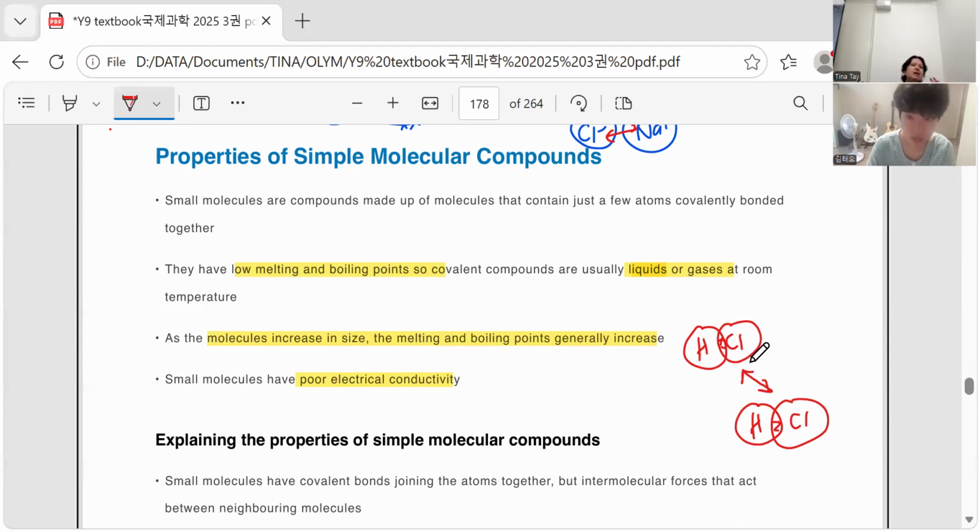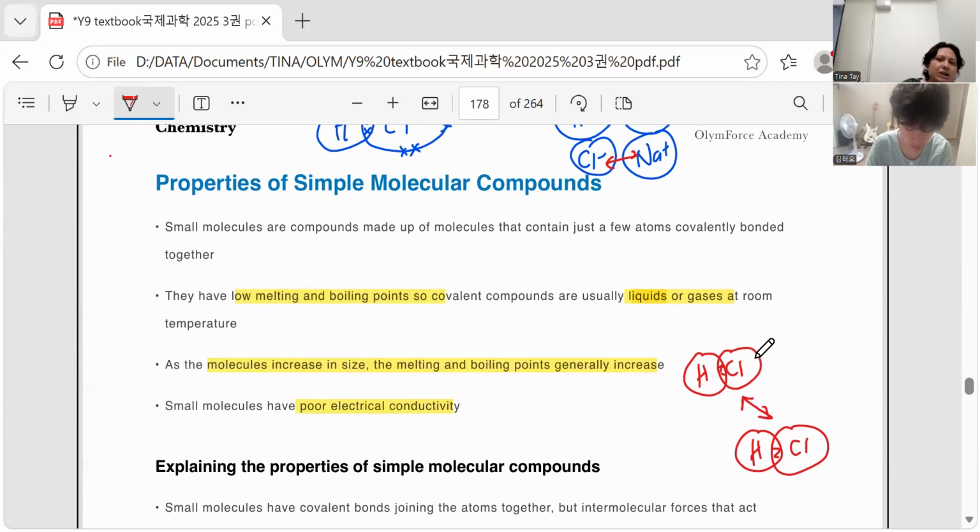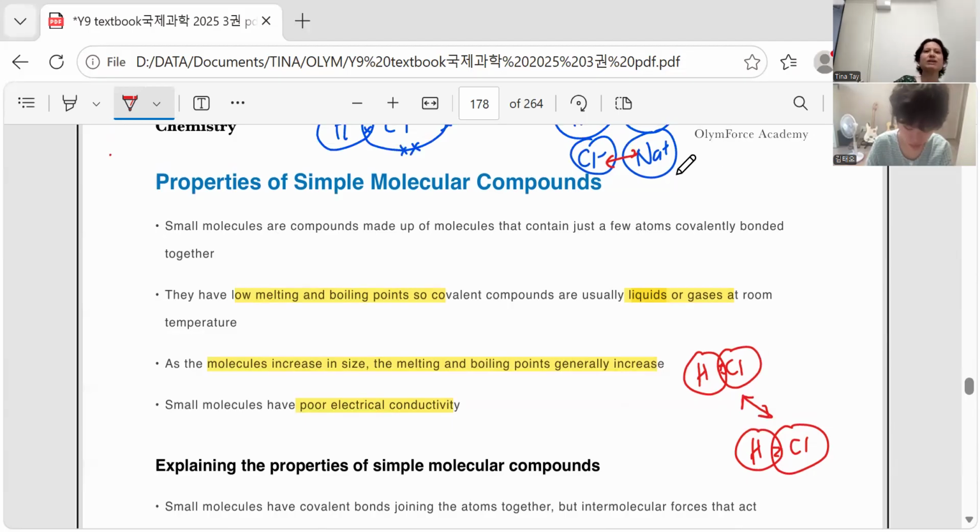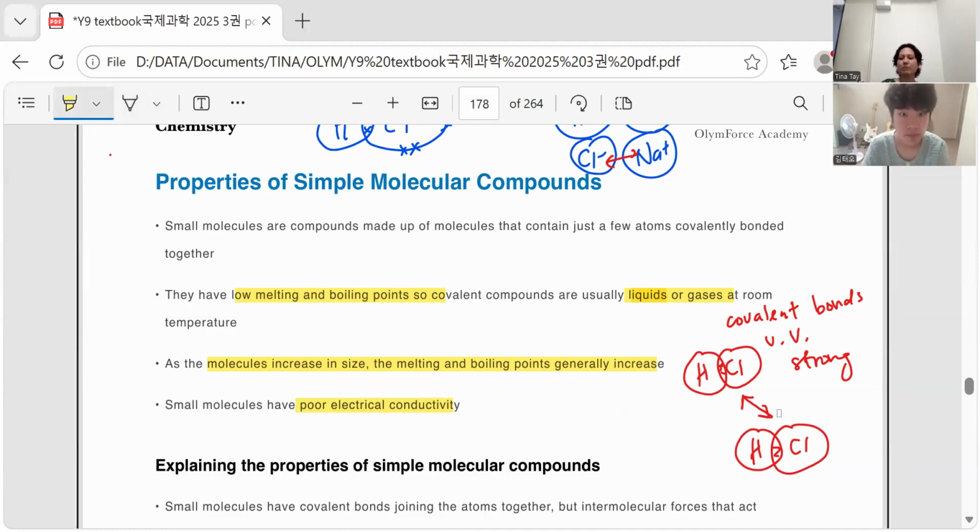Now, please remember, a lot of students make this mistake. They will say ionic compound has high melting point because ionic bond is strong, covalent molecules has low melting point because covalent bond is weak. No, that's incorrect. Covalent bonds are actually very, very strong. In fact, a covalent bond is stronger than an ionic bond. The reason why the melting point and boiling point is low is because when we melt or boil it, we don't separate this strong covalent bond.